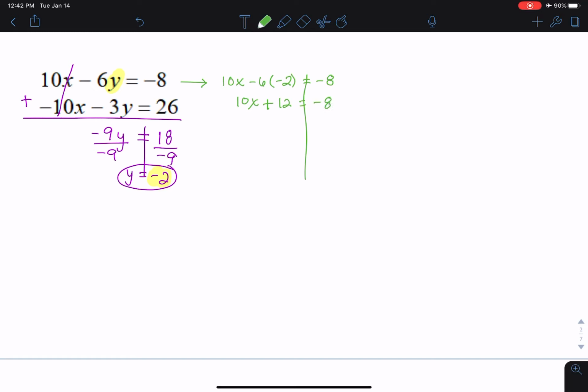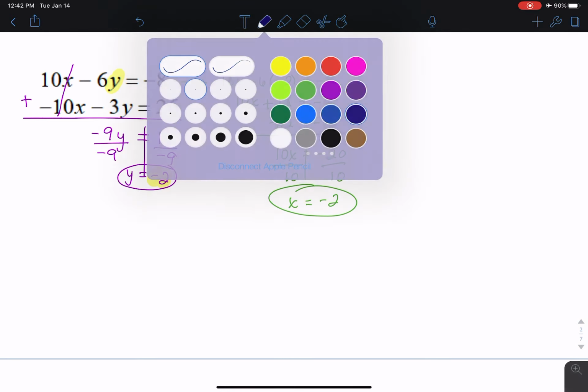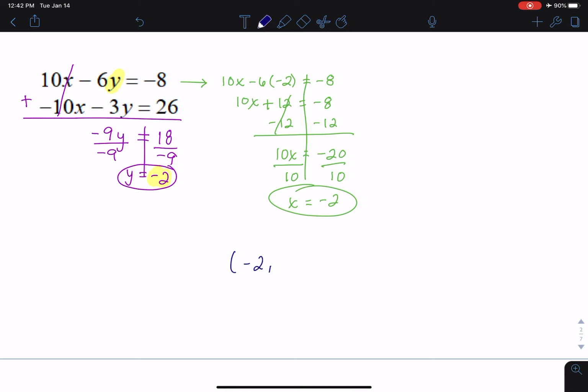Equals negative 8. Minus 12 from both sides. That cancels. 10x equals negative 20. Divide by 10. X equals negative 2. So my answer, the solution, is the ordered pair, negative 2, negative 2.